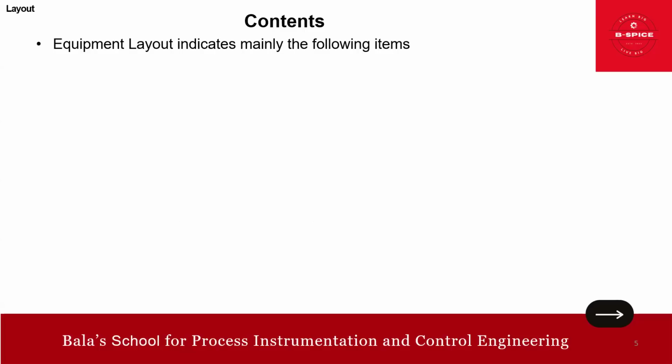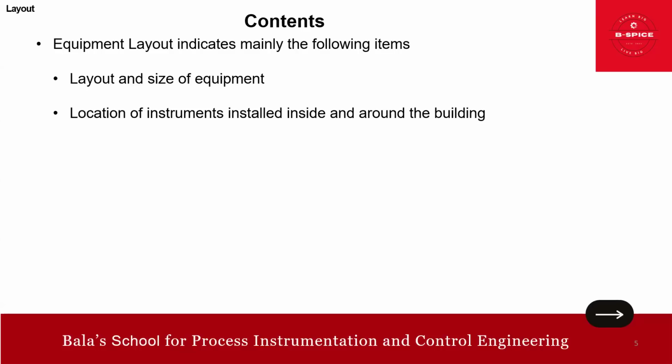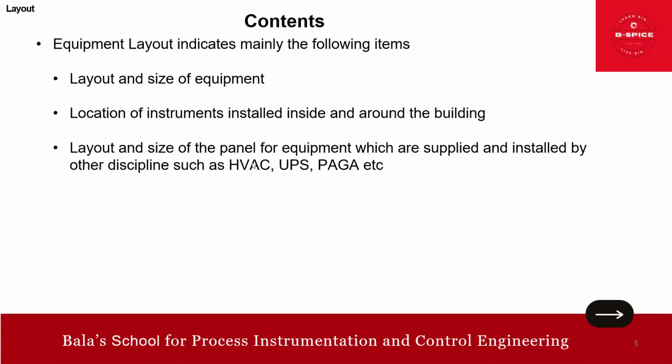Okay, now we'll see what exactly the equipment layout should indicate. Layout and size of the equipment, of course, the complete layout. When we talk about the example, you will understand more. So layout and size of the equipment, location of instruments inside and around the building. Instrument in the sense, not the field instruments. I'm talking about the fire and gas detector, smoke sensor, all these. Then layout and size of the panels and equipment which are supplied and installed by other disciplines, like HVAC, UPS system, PAGA, all these.